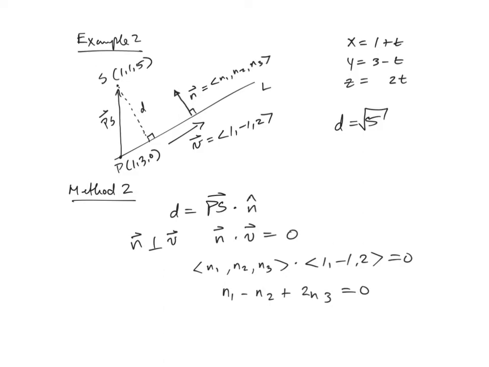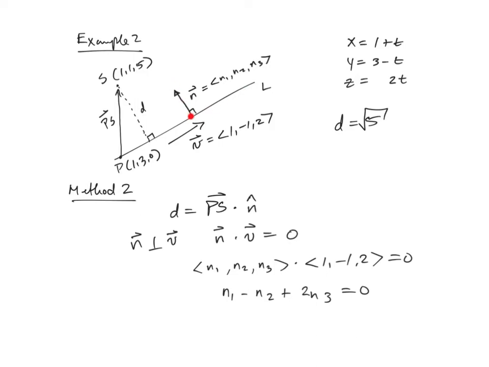Well, we've got one equation and 3 unknowns. Obviously, there's an infinite number of solutions. There's an infinite number of vectors n which are perpendicular to v, which is parallel to the line, so there's an infinite number of vectors n that are perpendicular to the line L. Well, why is that?